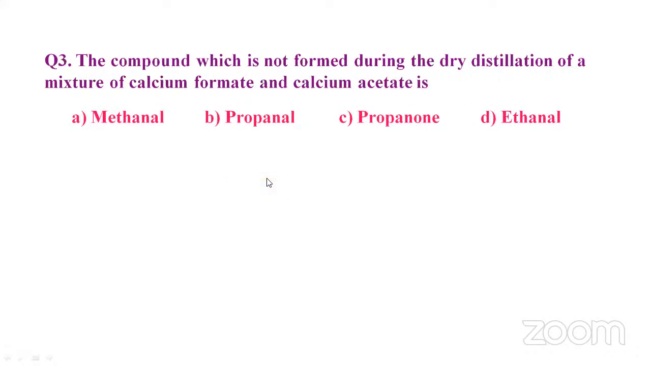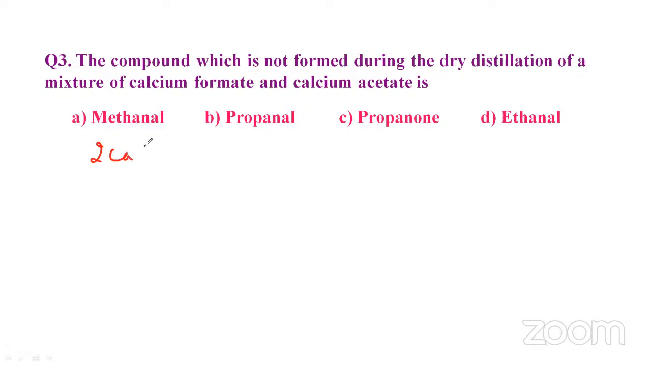Yes. So the compound which is not formed. Now they have asked the compound which is not formed during the dry distillation of a mixture of calcium formate and calcium acetate. Yes, which is the compound which is not formed? No, not C. Okay, we'll see this.